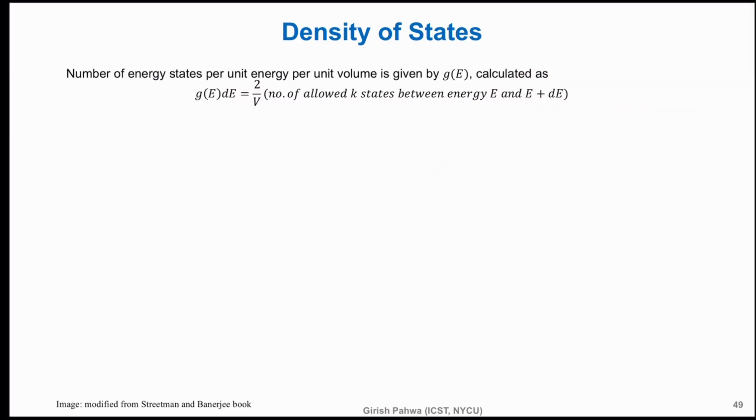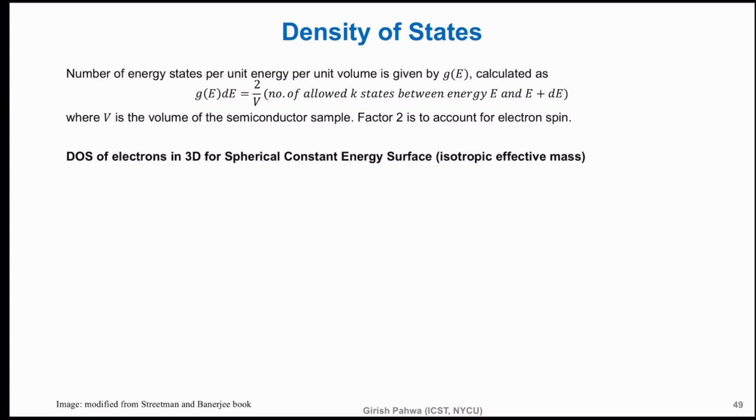Now we have to calculate the density of states for different constant energy surfaces. Depending upon the material, you may have different constant energy surfaces. Why I'm talking about the constant energy surface and what its importance is in the density of states calculation will become clear in a moment. So let me first talk about the density of states of electrons in 3D for a spherical constant energy surface, for example, gallium arsenide. For that type of material, when the constant energy surface is spherical, let's calculate the density of states.